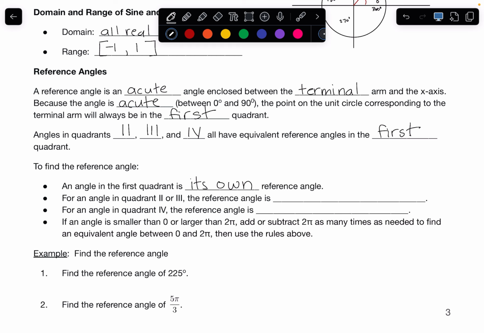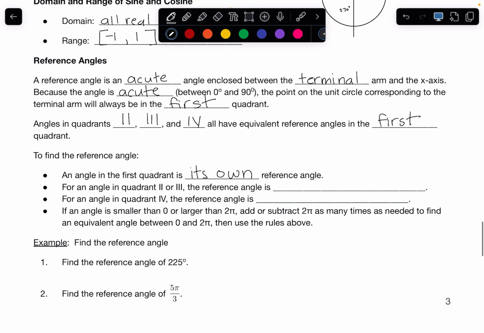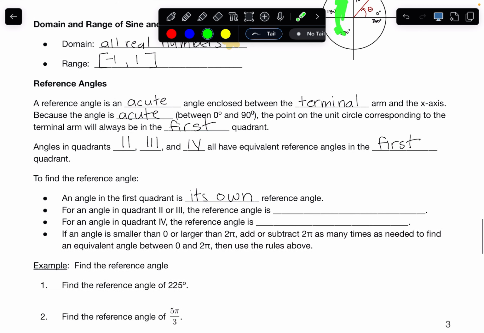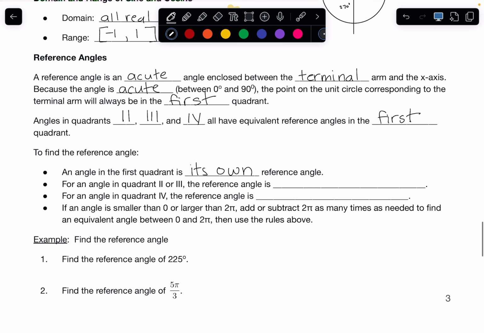So, if our angle is in quadrant 2 or 3, so remember quadrant 2 is here, quadrant 3 is here. So if I'm on the left half of the unit circle, then my reference angle is the absolute value of 180 minus the angle.